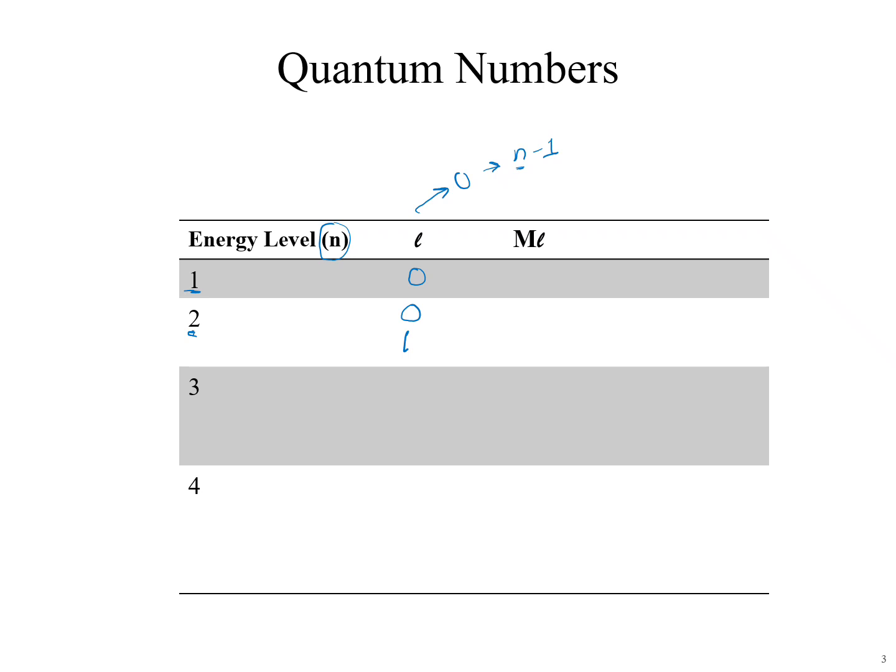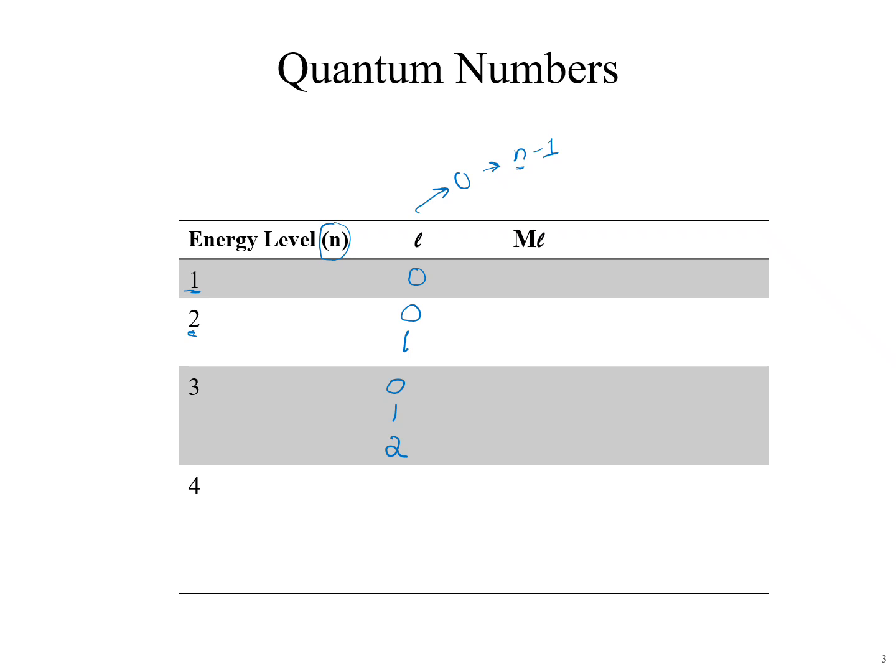When we move to the third energy level, again starting at 0, we go all the way to n minus 1. The value of n is 3. 3 minus 1 is 2. So that's the maximum value. So we're going to have 0, 1, and 2, from 0 all the way to n minus 1.